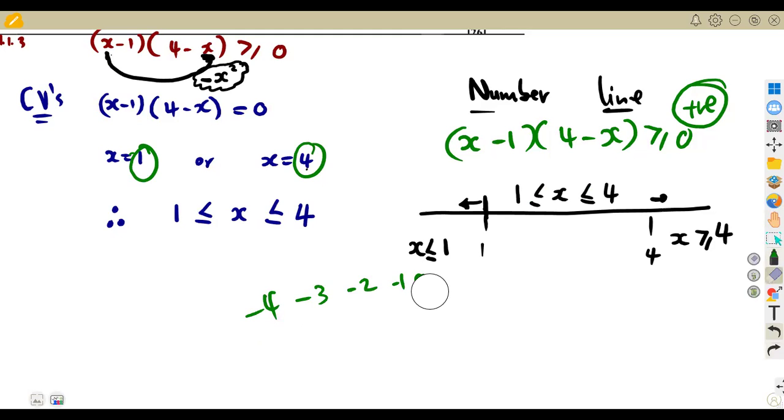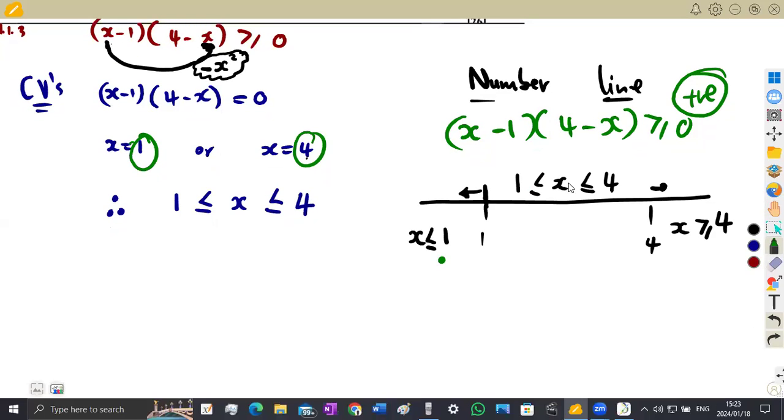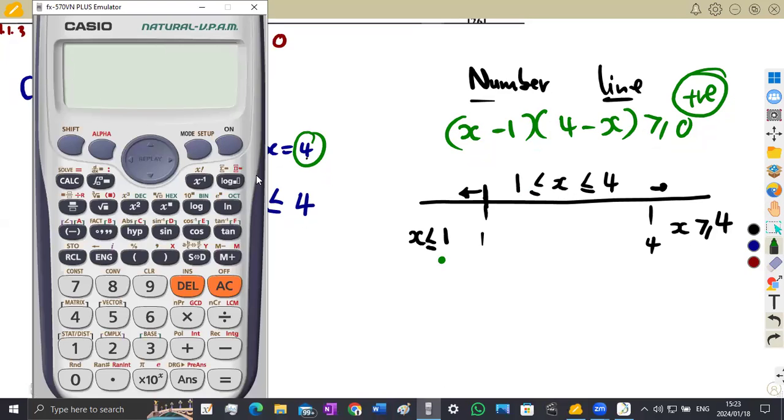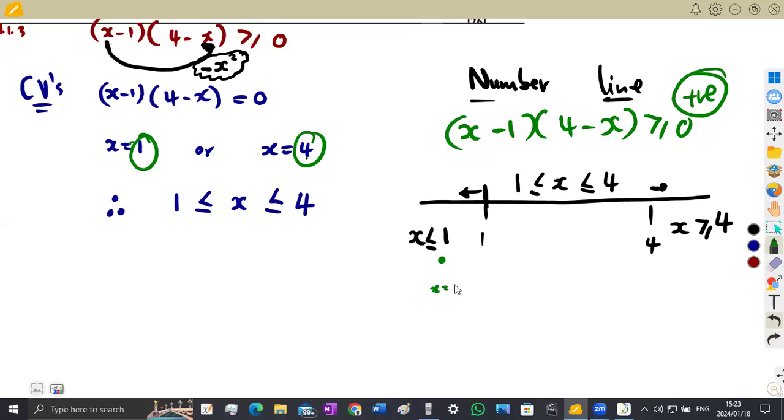So what I'm simply saying is that for values that are less than 1, we are going to pick a 0 there. And we substitute a 0 here and check how our answer is going to correspond. Is it going to be a positive answer or not? If it is a positive, it means it satisfies the inequality. But if it is a negative, it's wrong. Let's use x is equal to 0.